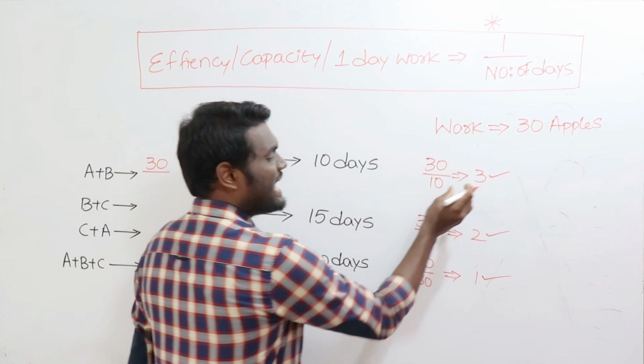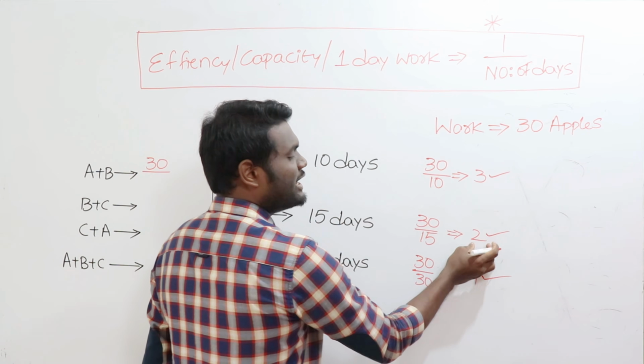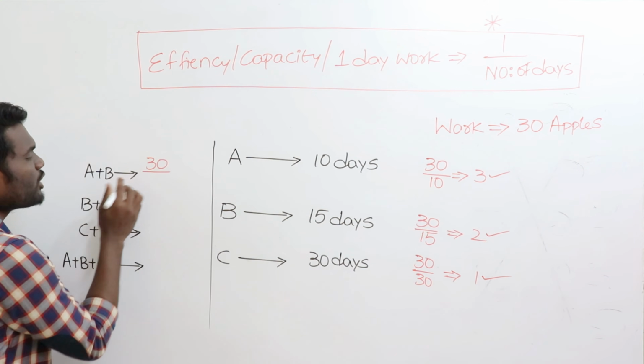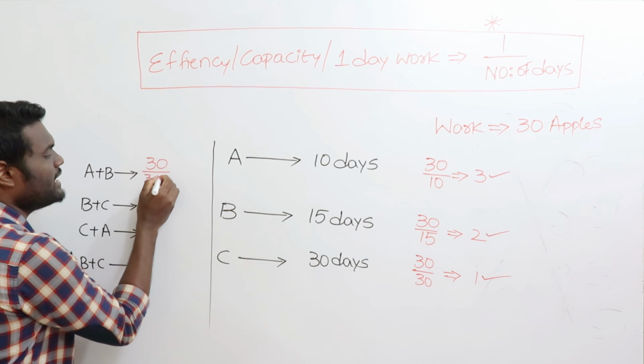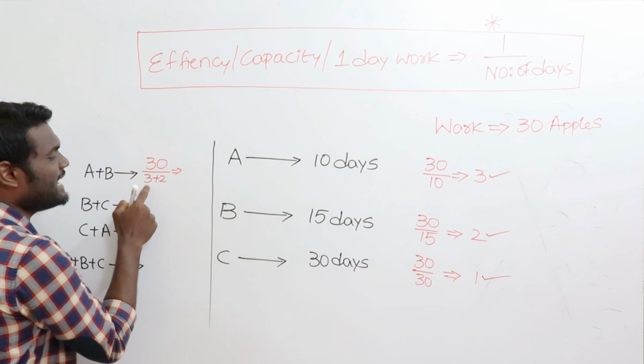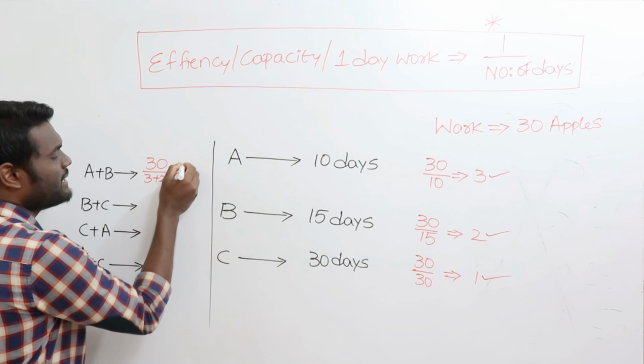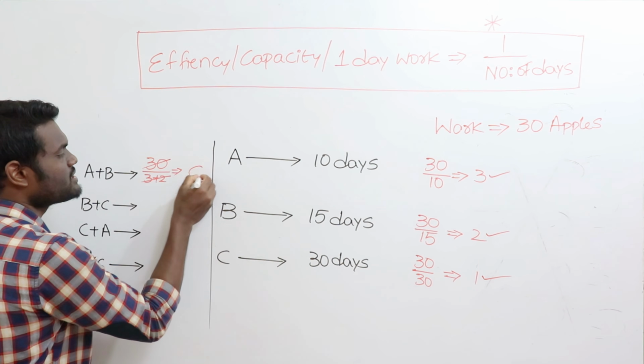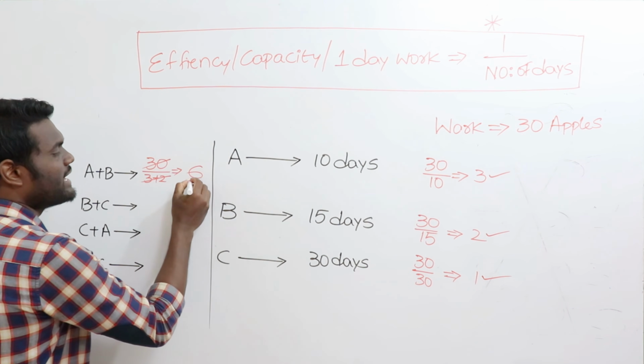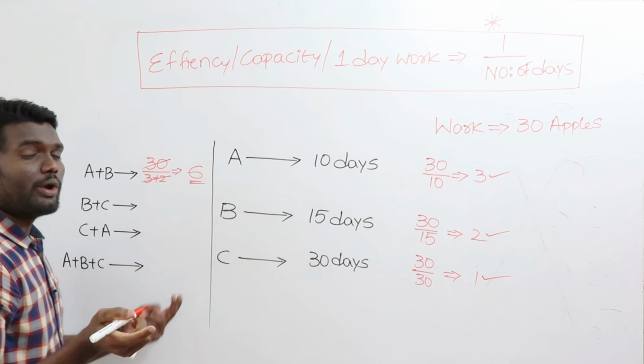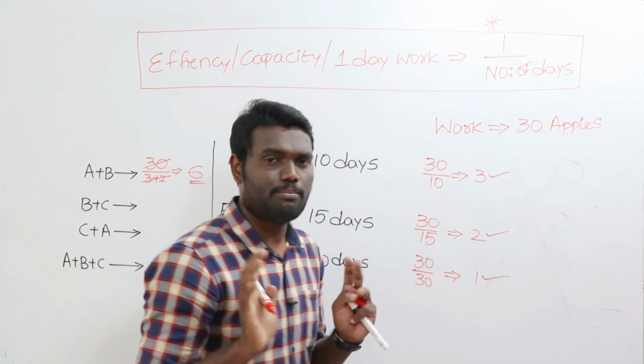If you look here, A can eat 3 apples per day and B can eat 2 apples per day. If A and B eat together, they will eat 3 plus 2, that is 5 apples per day. Now 5 goes into 30 how many times? 6 times, which means they are going to take 6 days of time if they work together. As simple as that.